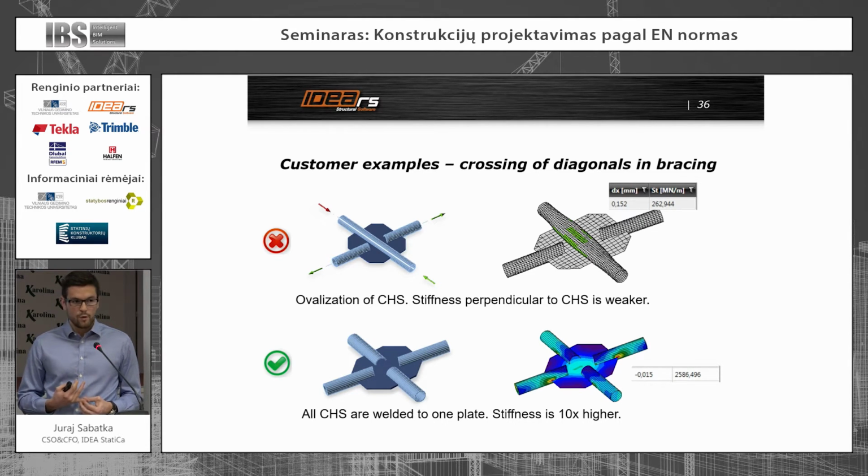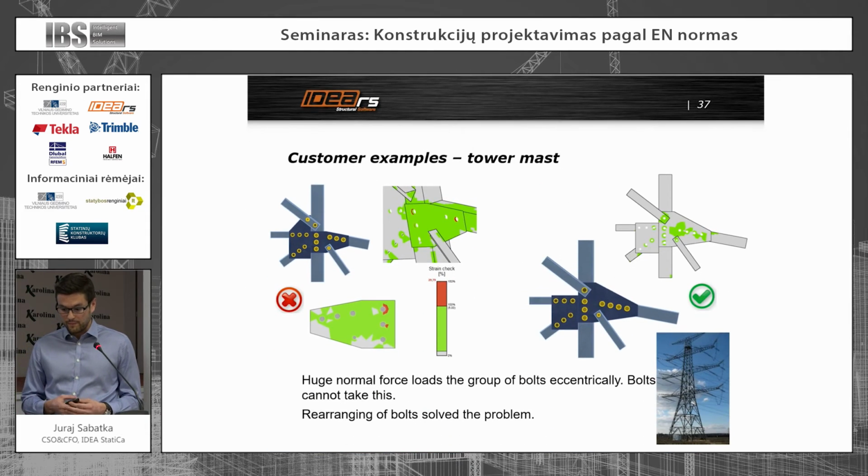This is an example from Germany, and this connection is okay from the point of view of stress. But there is ovalization and there is potential. If you can easily try cutting the second tube as well, for the same money you get a stiffness of the connection 10 times higher. Stress and strain stay the same. So more value for the same money.